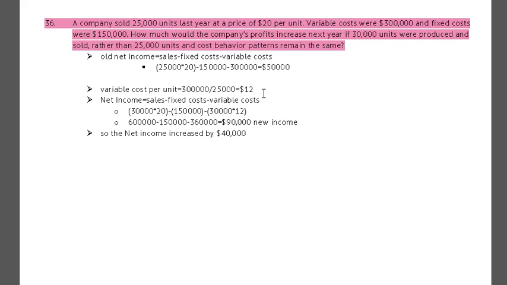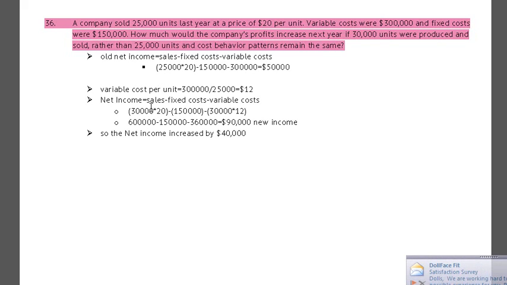Now if they were to increase their units of production, before we can even begin to calculate the increase, we need to know what is our variable cost per unit, like we did in the previous. So currently we have $300,000 in variable costs. Divide that by the number of units that were currently being sold. Gives us a variable cost per unit of $12.